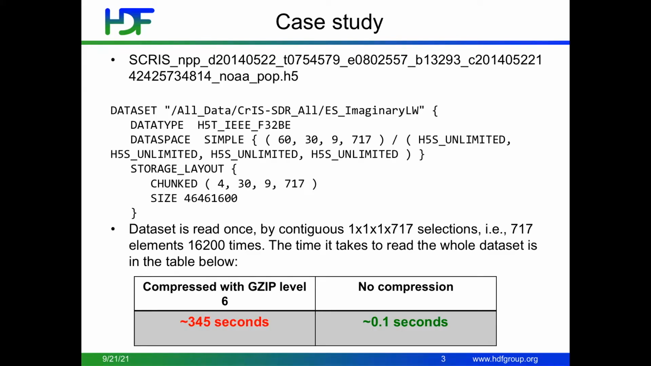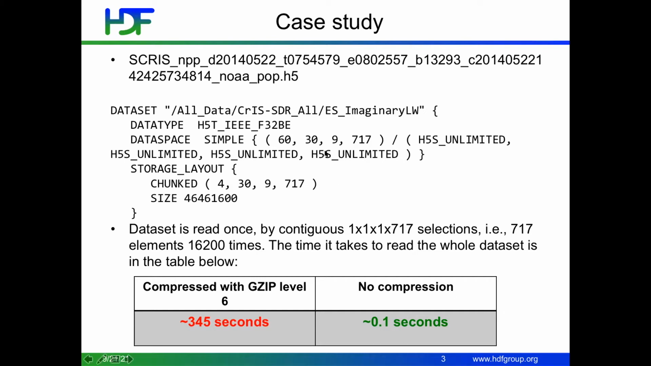This is a real use case that our help desk received. We were pointed to a file that was produced by NOAA when the NPP program started. These are polar satellites that are on orbit, and they gather a lot of data during runs and put the data in HDF5 files. An HDF5 file usually has about 10, 15 datasets, and the datasets are pretty big. This is an example of imaginary data, which is 46 megabytes. It's stored as a chunked dataset.